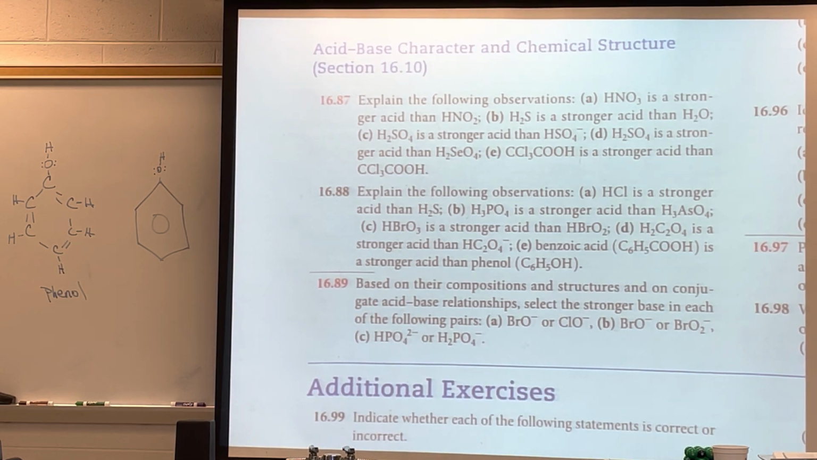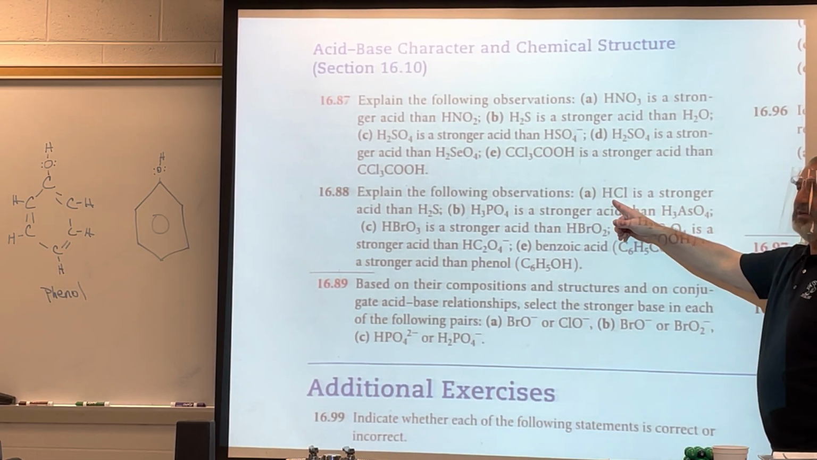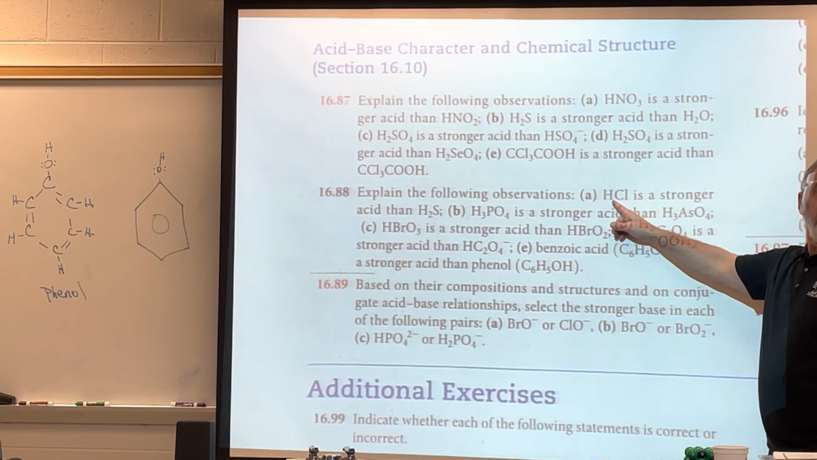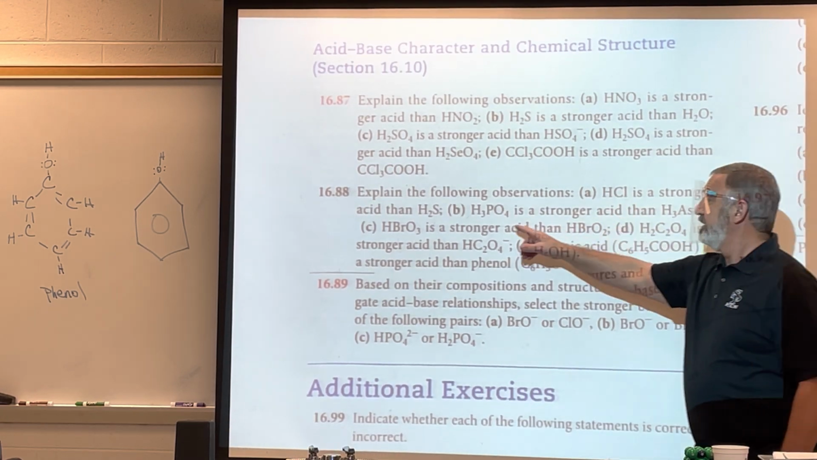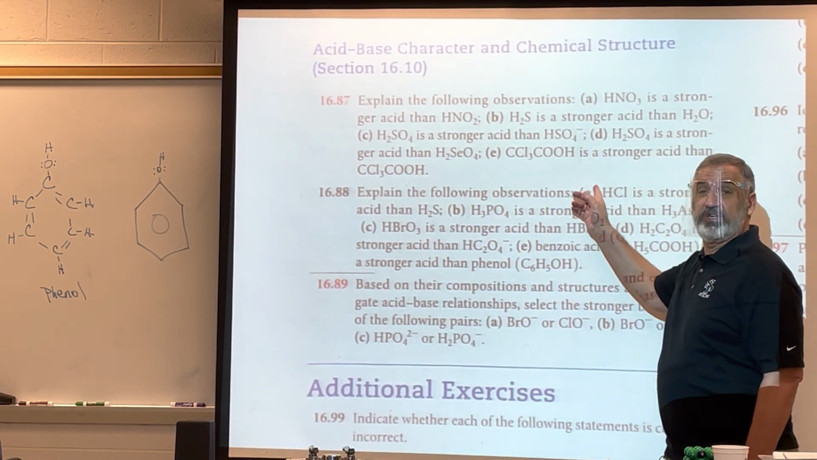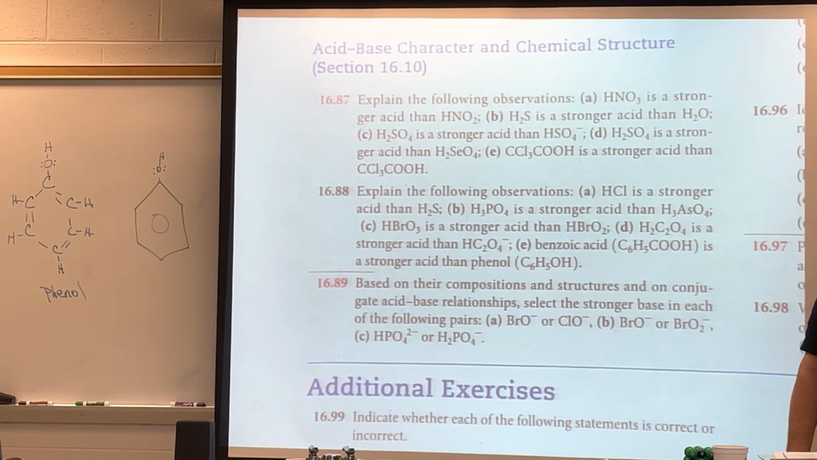Nathan, what did you put? HCl is stronger than H2S because Cl is more electronegative in comparison to S, which causes the hydrogen to be more polar, thus more ionizable than the H2S, so it's a stronger acid. Okay, so that's the one.